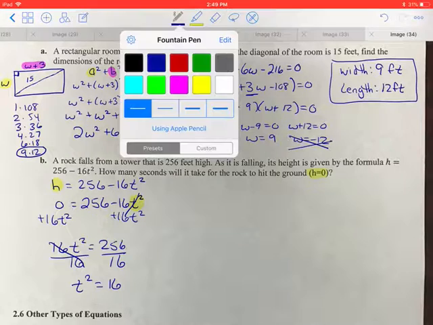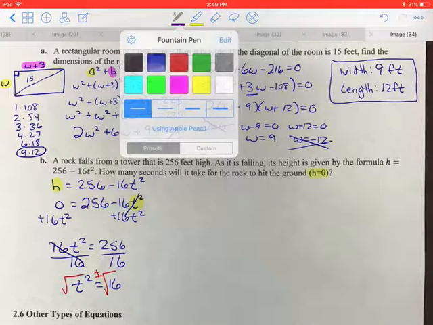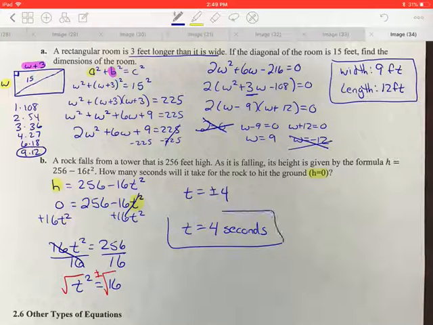All right, so I'm using the square root method. I'm ready for my square root. I do that on both sides. I get a plus or minus, and I get t equals plus or minus 4. So I have a positive 4 seconds and a negative 4 seconds. A negative time doesn't make any sense. I can't have a negative time. So I'm going to keep the positive value, and my answer will be 4 seconds.